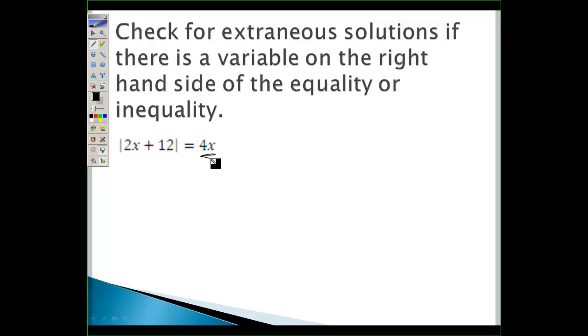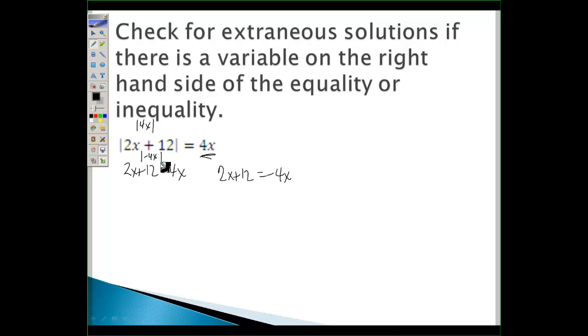So what we're going to do, it says nothing about graphing. All we're going to do is solve and make sure our answers are both true. Okay, so here we go. We're going to say 2x plus 12 must equal 4x. In our second equation, we could say 2x plus 12 equals negative 4x. The reason being, because if this is really equal to 4x, the absolute value of 4x would equal 4x, and the absolute value of negative 4x would equal 4x. So those are my two equations I can set up.